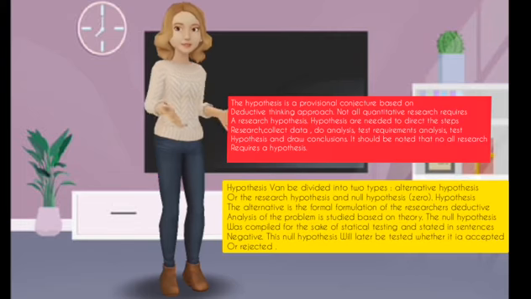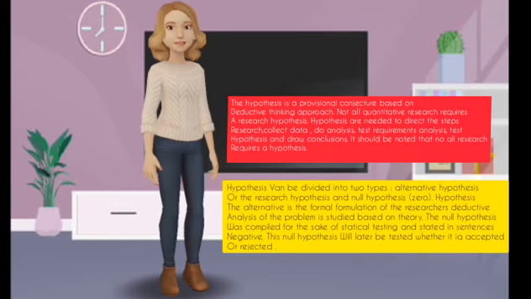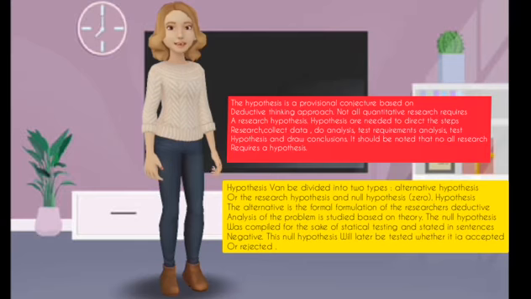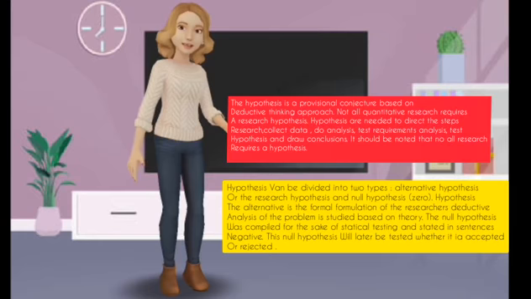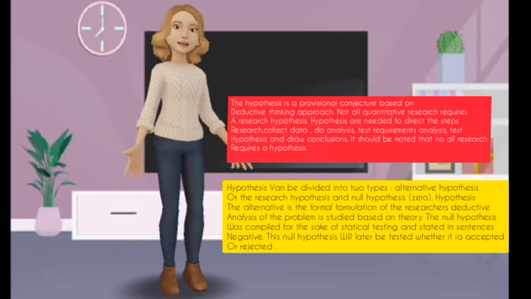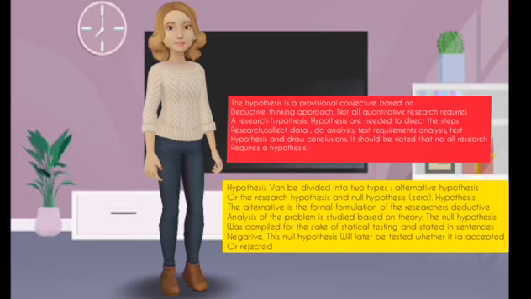Hypotheses can be divided into two types: the alternative hypothesis, or the research hypothesis, and the null hypothesis, zero. The alternative hypothesis is the formal formulation of the researchers' deductive analysis of the problem studied, based on theory. Sedangkan the null hypothesis is compiled for the sake of statistical testing and stated in a negative sentence. This null hypothesis will later be tested whether to accept or reject.